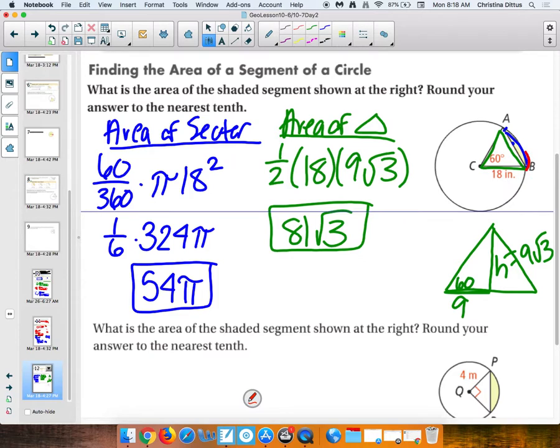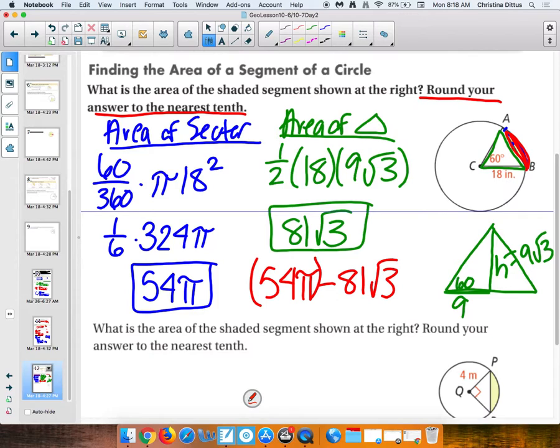So to find this very small guy, I'm going to take 54 pi minus that 81 square root of 3. Here's how I would type it into a calculator. It does say round to the nearest tenth. So I would put parentheses around 54 pi, minus parentheses 81 square root of 3, just in case, because some calculators don't like when you multiply and subtract. You should get about 29.3. Let me know if you don't get that.